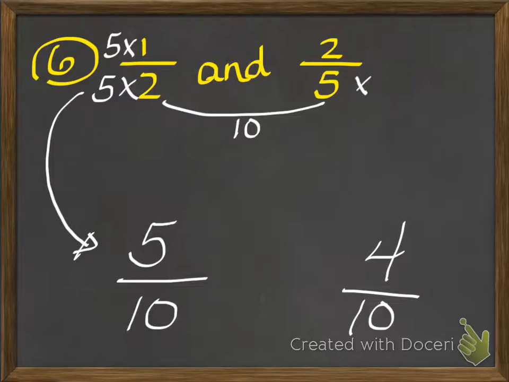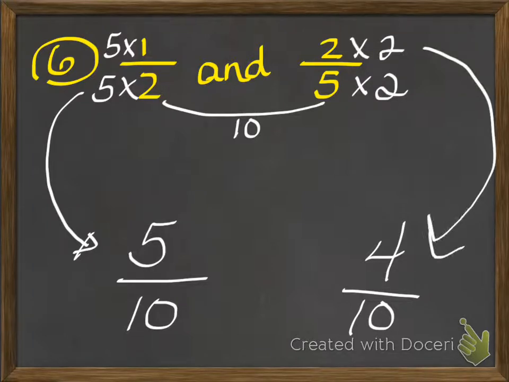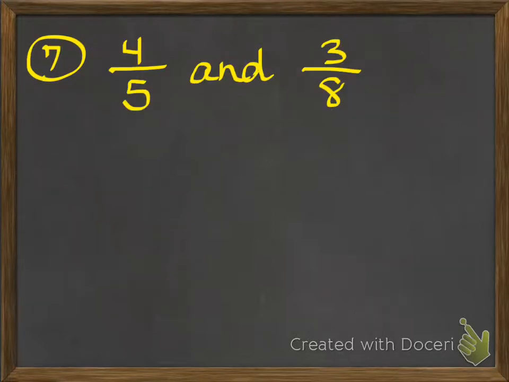To get 5, the denominator, to 10, I have to multiply it times 2. So then I multiply the numerator by 2. And I get my new fraction 4/10. Okay? Number 7, 4/5 and 3/8.